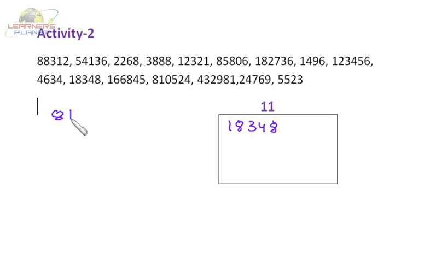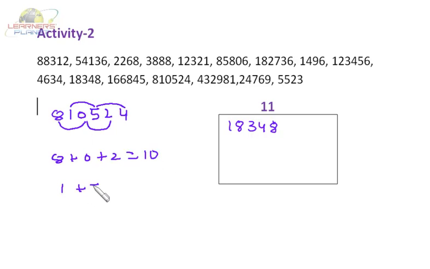Now let's take this number 810524. Let's select the alternate numbers. So it's 8 plus 0 plus 2. That is 10. Now it is 1 plus 5 plus 4. So 1 plus 5, 6, 6 plus 4, 10. And the difference between them is 0. That means this number 810524 is multiple of 11, or we can say it is divisible by 11. So I just write it over here.